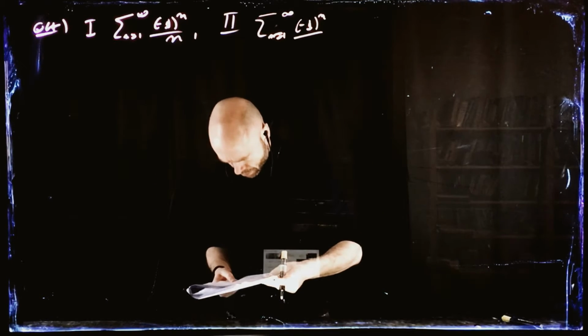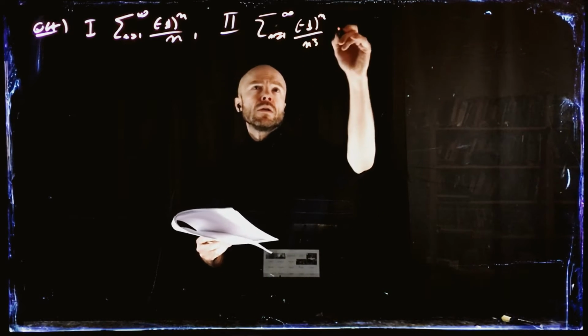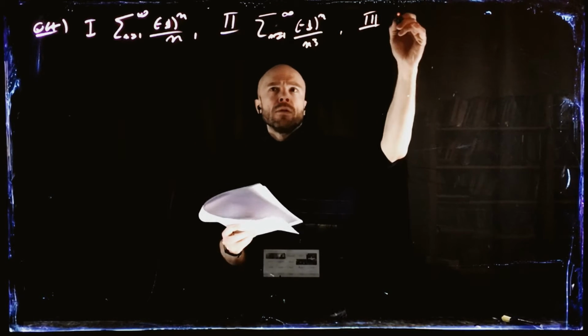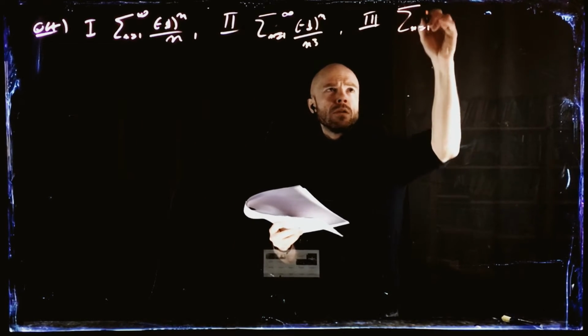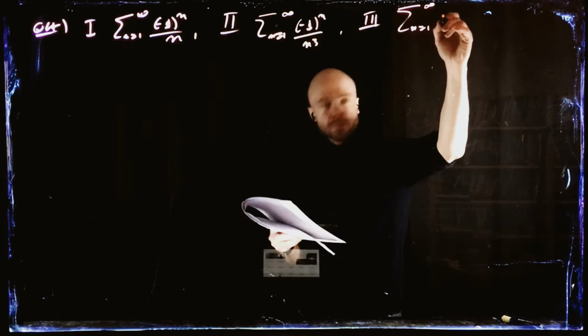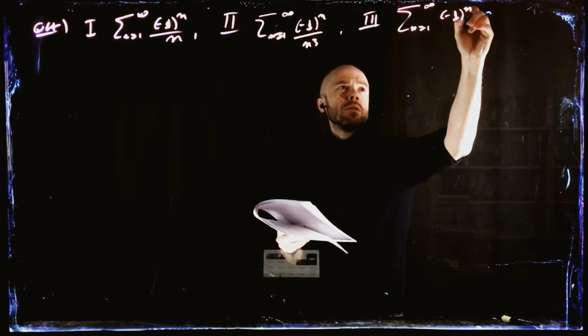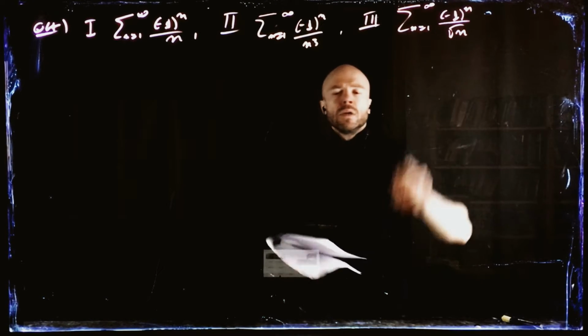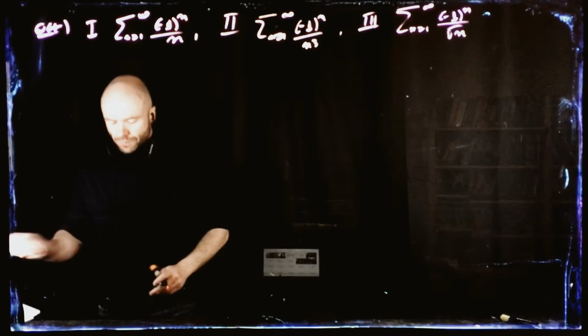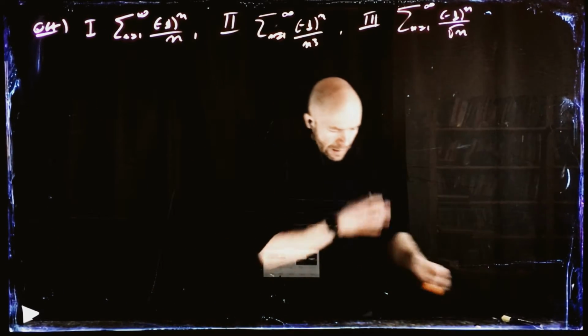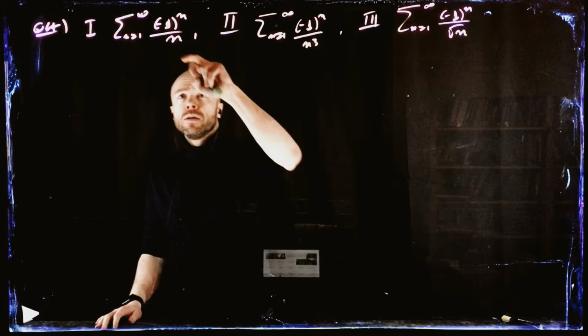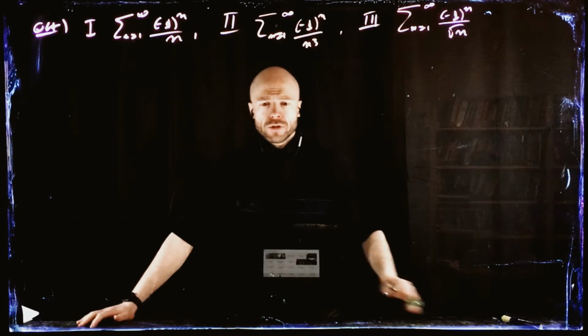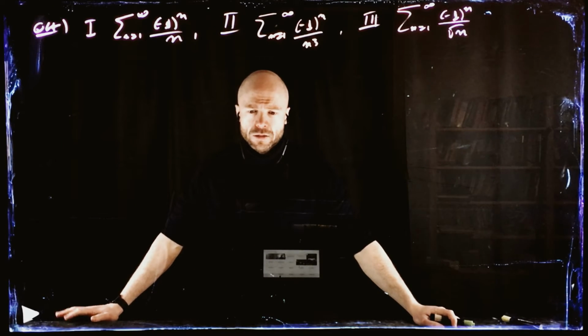Let's do n to the 3. And this is the third one. Okay. Let's do a survey. Thumbs up if you think this is conditionally convergent. Thumbs down if you think it's not.